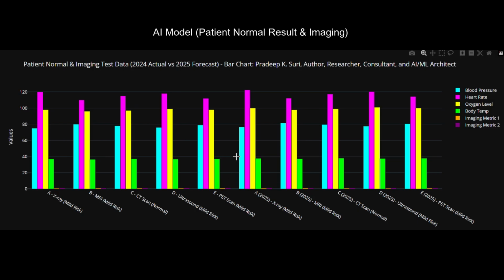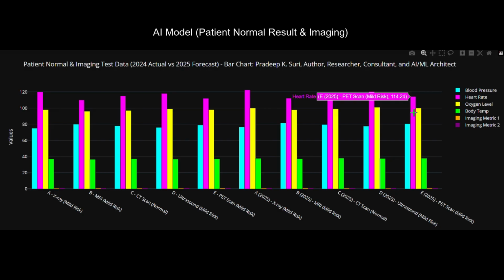Key features of the bar chart. 1. X-axis, patients, imaging tests and risk category. The x-axis labels consist of patient names, imaging test types, X-ray, MRI, CT scan, ultrasound, PET scan, and diagnostic categories, normal, mild risk. The chart includes both actual 2024 test results and 2025 forecasted values.